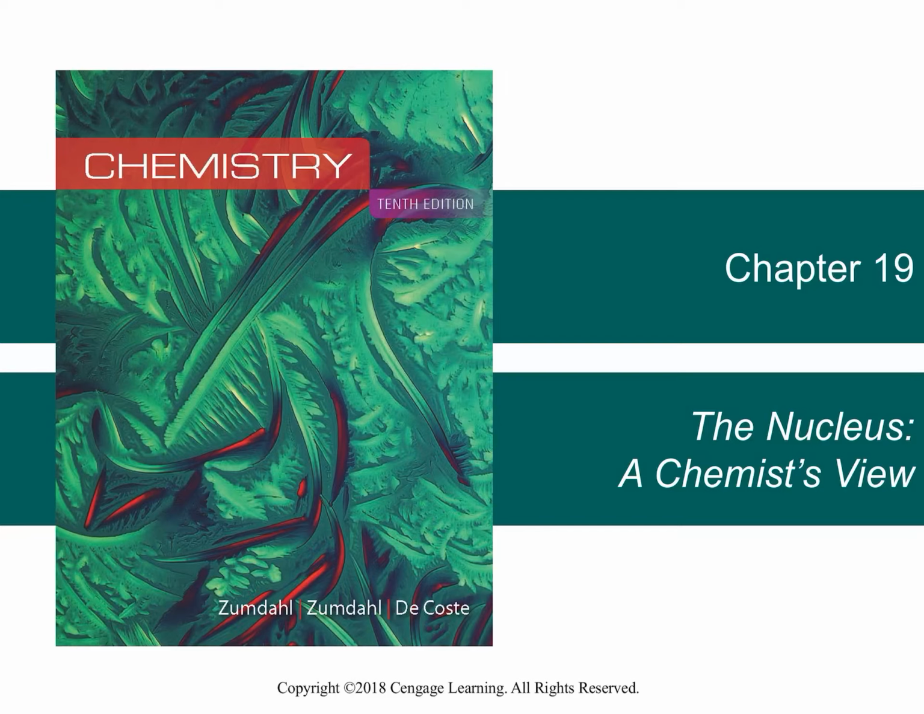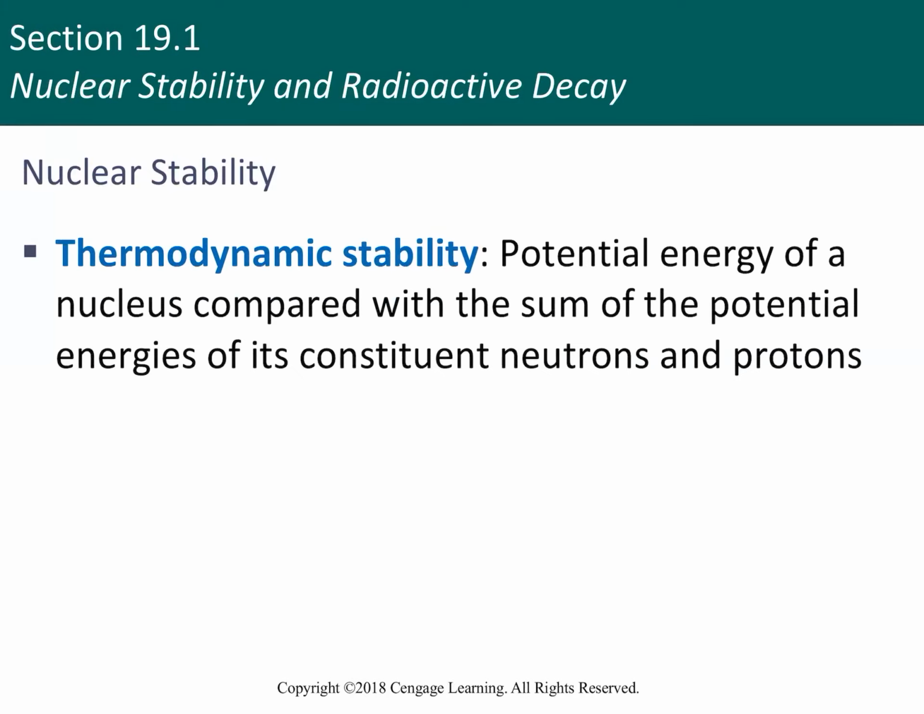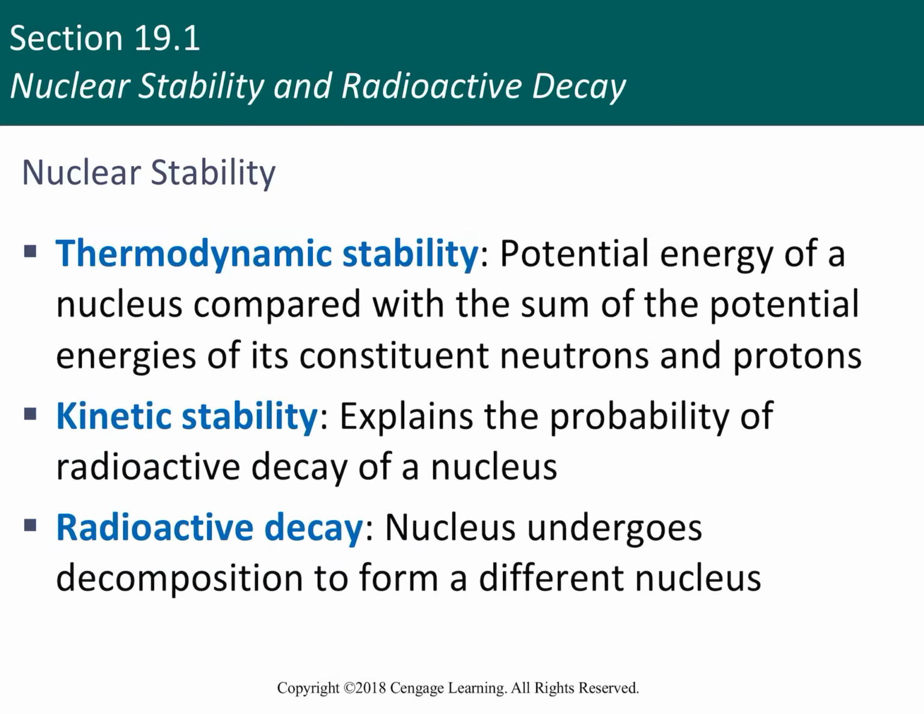Chapter 19, the nucleus. Here we're going to be talking about nuclear stability, and we can refer to nuclear stability using thermodynamic and kinetic stability. We define thermodynamic stability as the potential energy of a particular nucleus compared with the sum of the potential energy of the neutrons and protons it's made up of. Kinetic stability is used to describe the chance that a nucleus can undergo decomposition to form a different nucleus. That specific process is called radioactive decay.